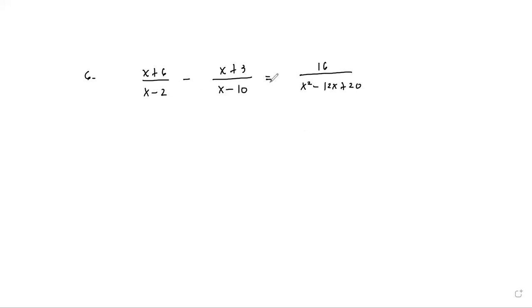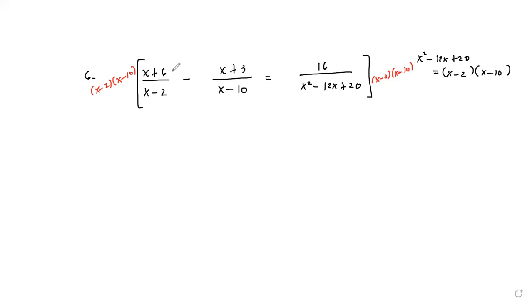So again, just like what we did earlier, we shall multiply both sides of this equation by the LCD. However, x squared minus 12x plus 20 can be factored as x minus 2 times x minus 10. So that means the LCD is x minus 2 times x minus 10.